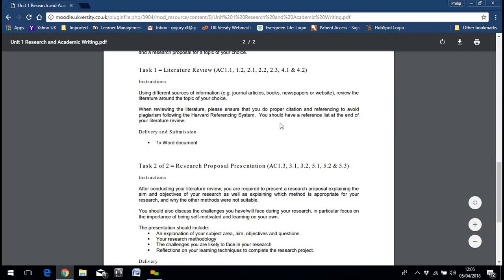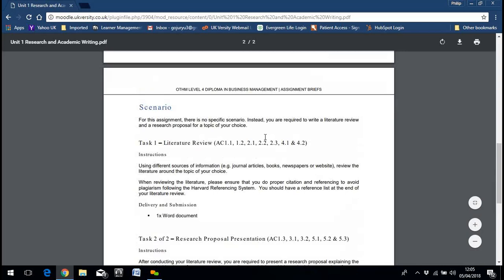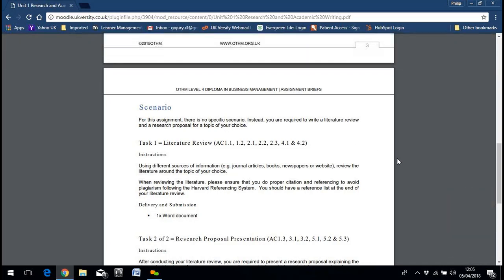So I'm going back to your actual assignment now. There's no specific scenario for this, don't forget. You are required to write a literature review on the research proposal of a topic of your own choice. So again, you need to determine the research you're going to do, what the proposal is that you're going to do. And what I've suggested is that once you've decided on that, send it to me with your reasons and why you're going to do it.